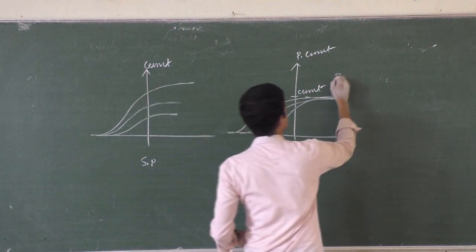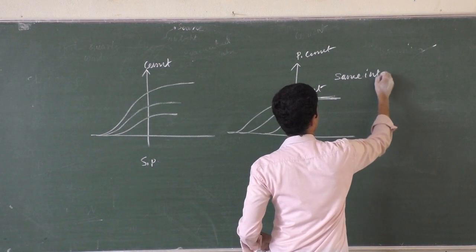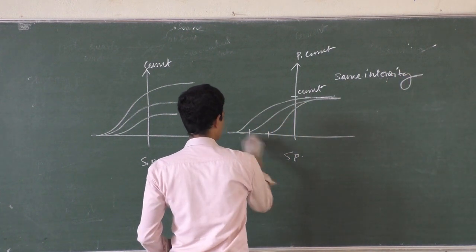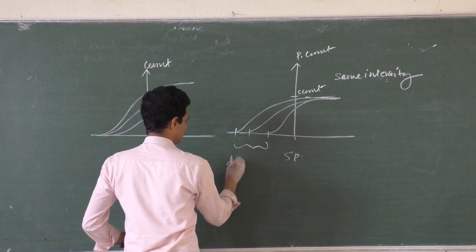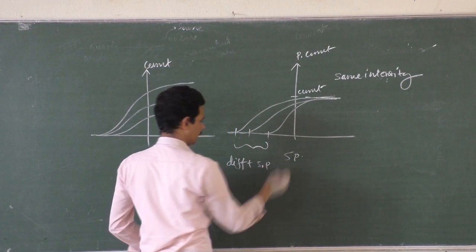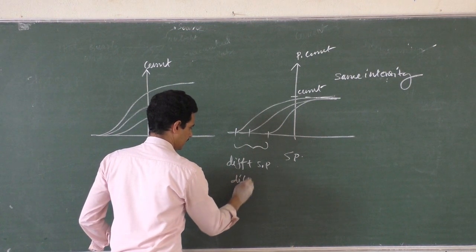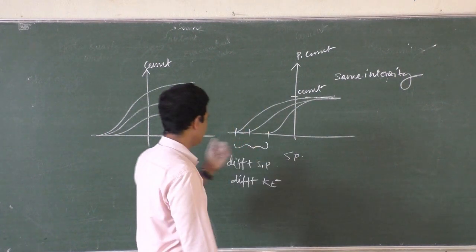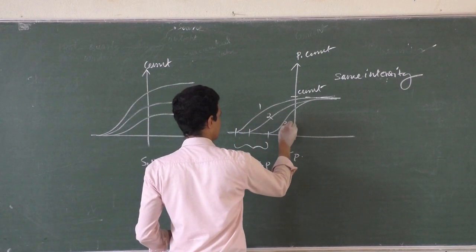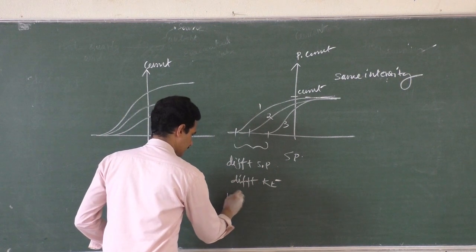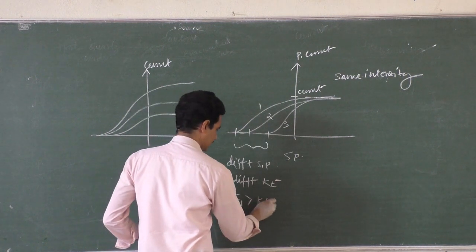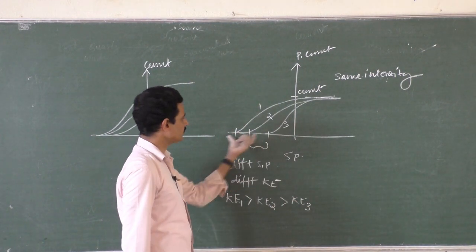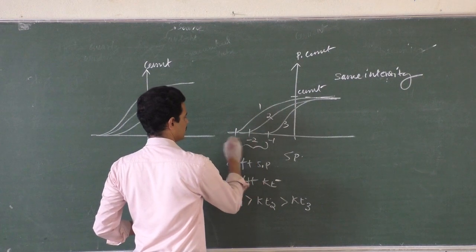Intensity same. Same intensity of incident radiation, but different stopping potential, right? Different stopping potential, what do you mean by that? Different kinetic energy for the photoelectrons, because you need different energy to stop them. Different kinetic energy means I call this graph as 1, 2, 3. Then kinetic energy 1 must be much greater than kinetic energy 2, which must be greater than kinetic energy 3, because 1 needs more stopping potential, say -1, -2, -3.